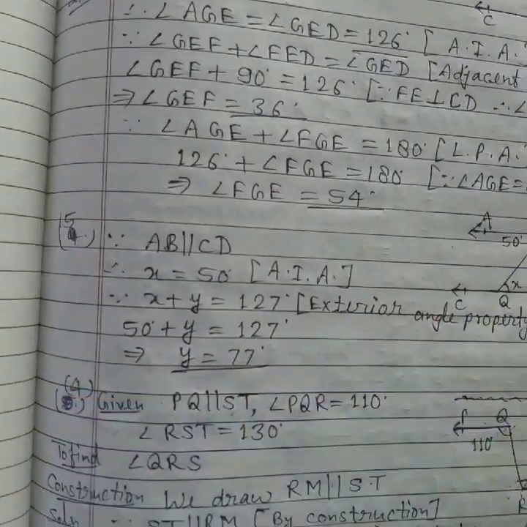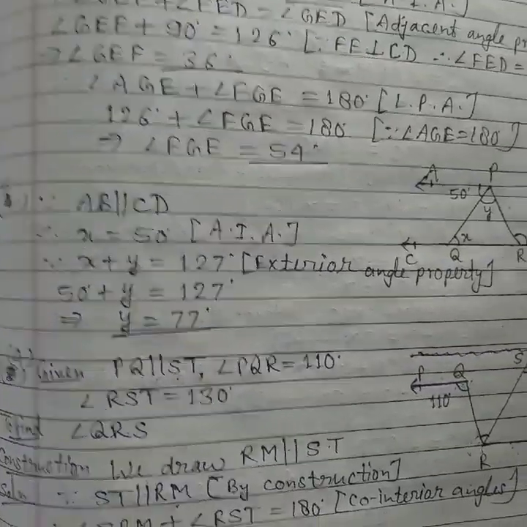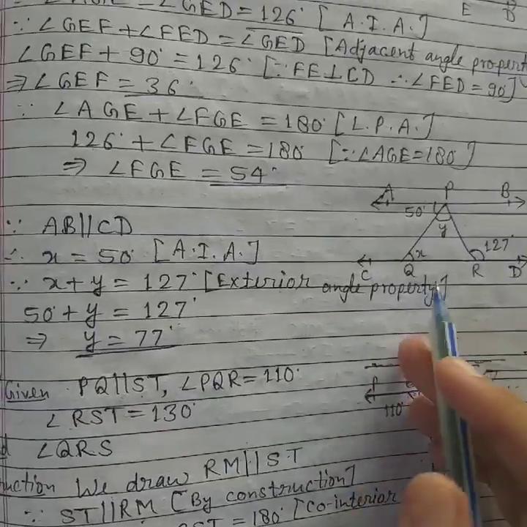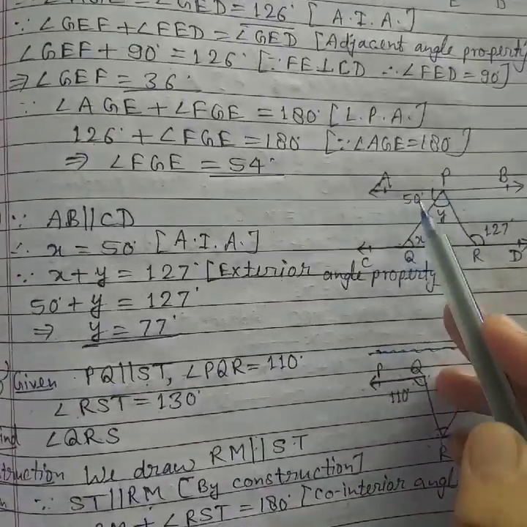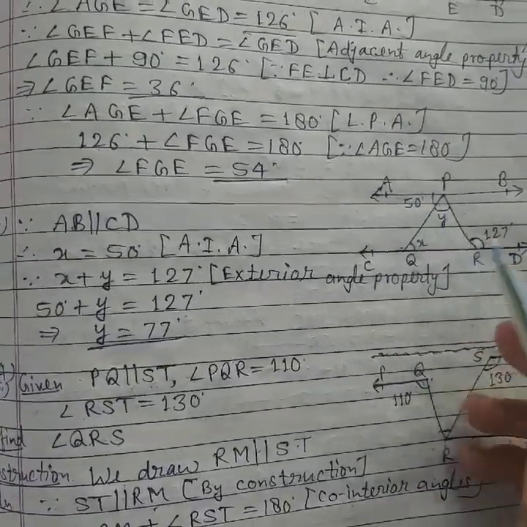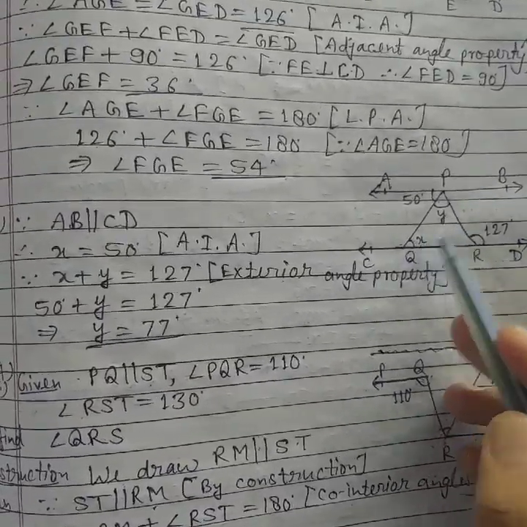The fifth question is also here, I am reading. In the given figure, AB is parallel to CD. These two lines are parallel. Clear. After this, angle APQ equals 50 degrees, and angle PRD equals 127 degrees. Then find the values of X and Y. These two angles we have to find.